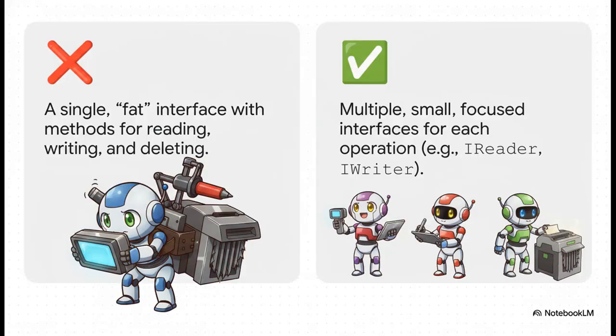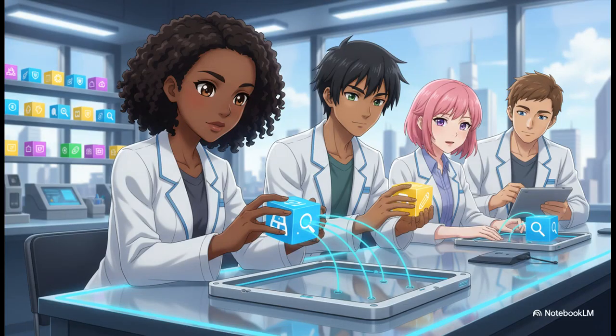A classic case is a data repository. You might have one big interface with methods to create, read, update, and delete. But what if you have a component that only ever reads data? Why should it be forced to depend on methods for deleting and updating that it will never ever use? It's just unnecessary baggage. By splitting that big interface into smaller ones like IReadableRepository and IWritableRepository, your system becomes way more flexible. Your components can now depend only on the exact functionality they need, which makes everything more modular and loosely coupled.